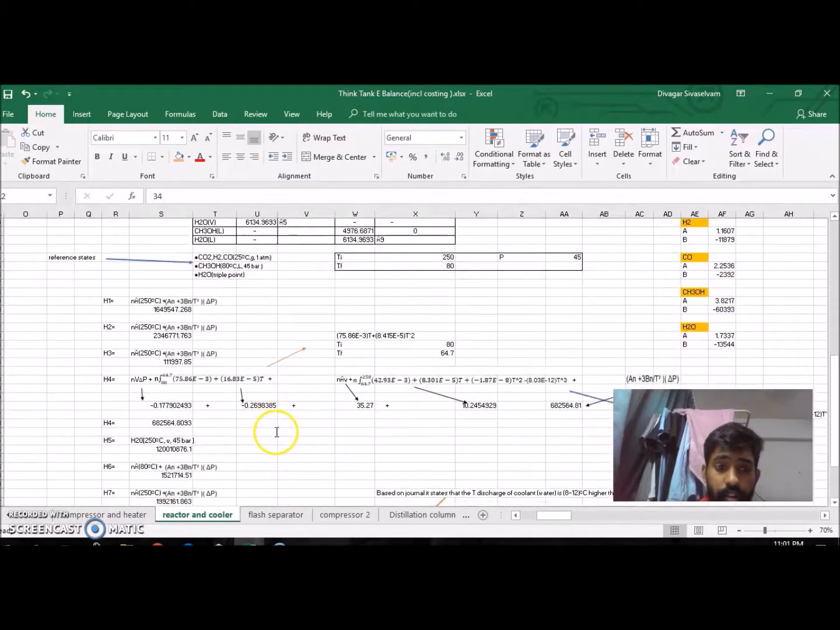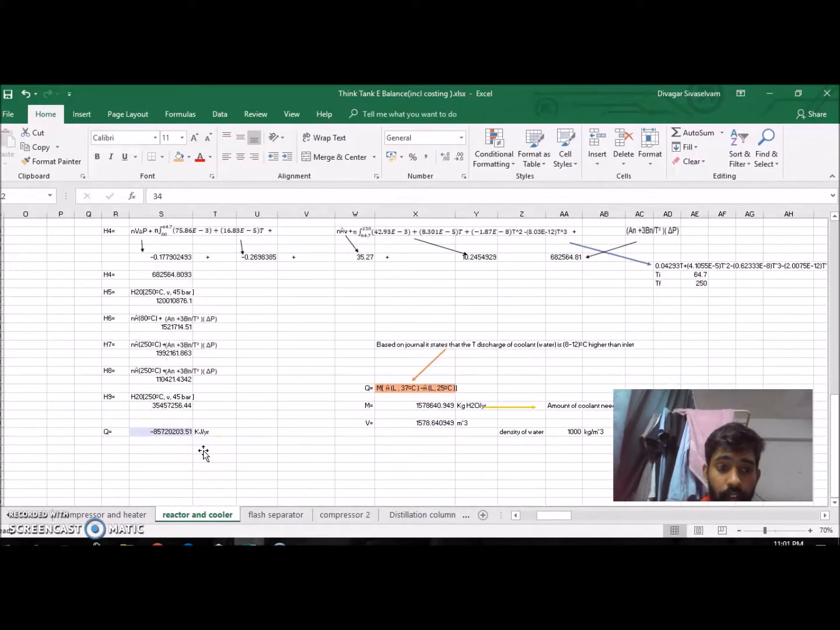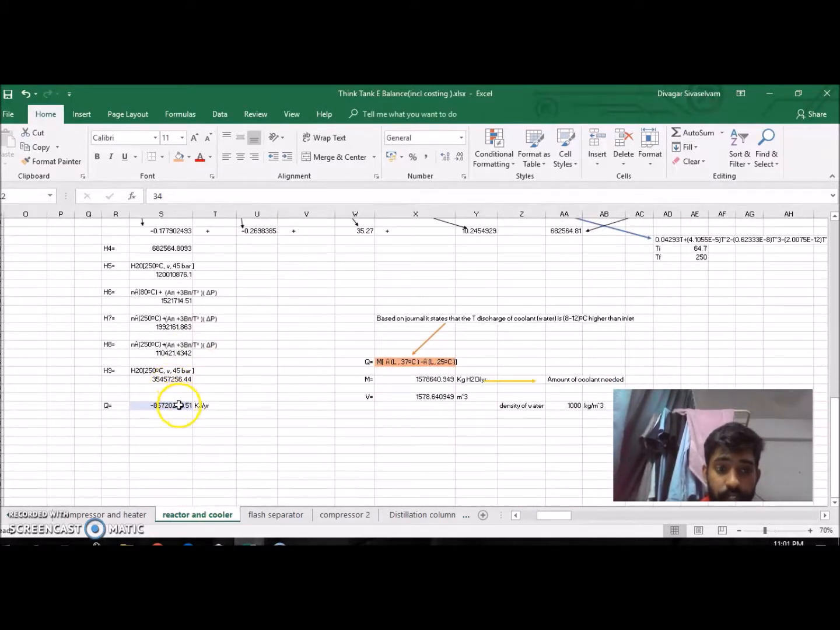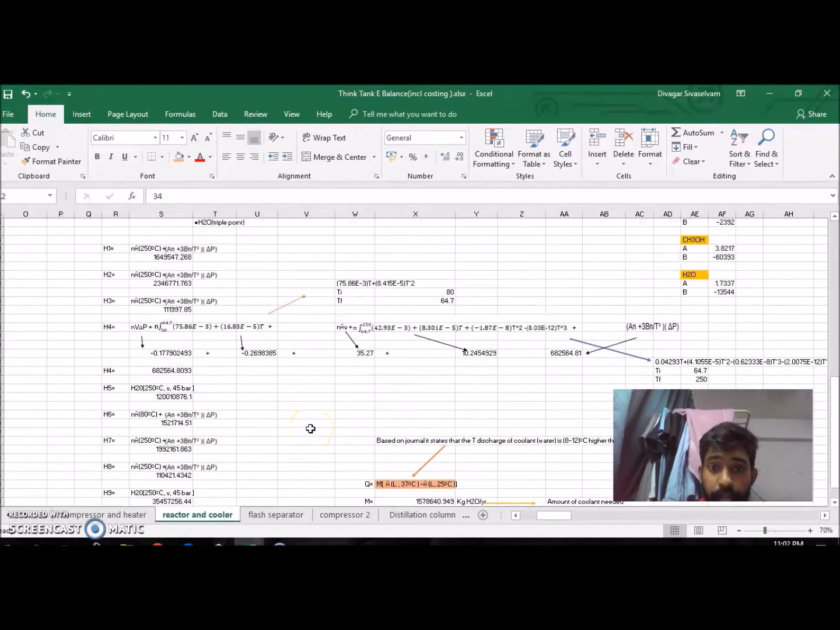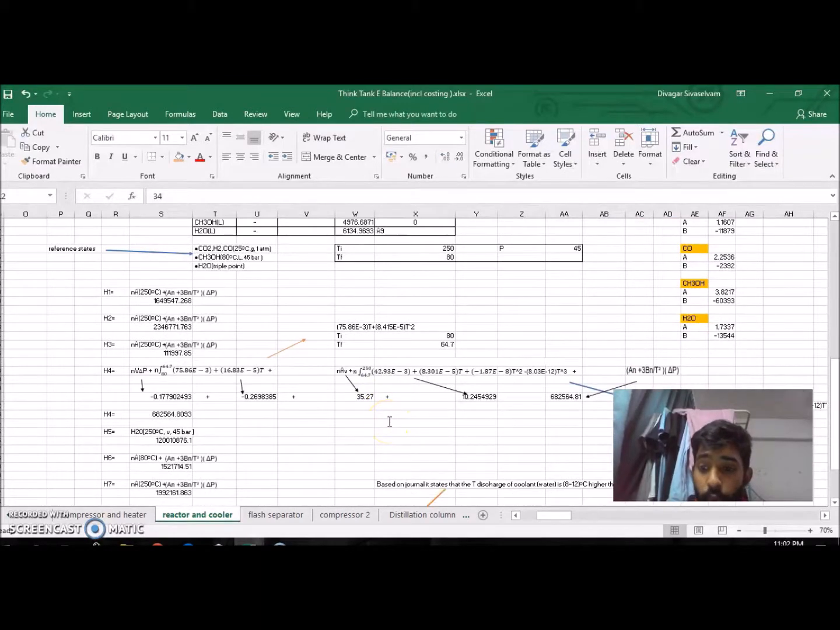So the same concept is used, the energy balance concept, as with the non-reactive one. I have calculated the H, and the Q here is negative. So the Q heat released here must be absorbed by the coolant. In this case, the coolant we are using is water.